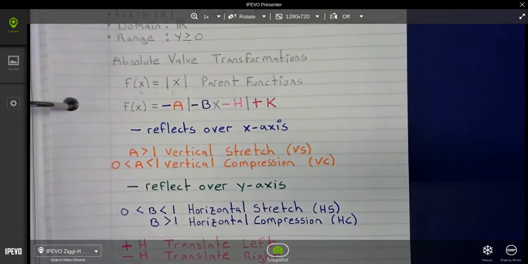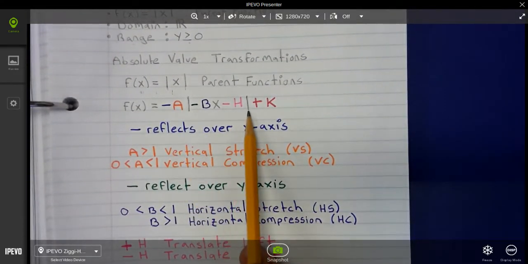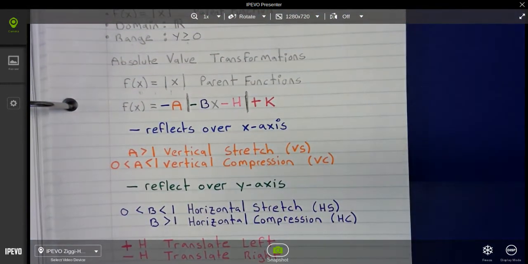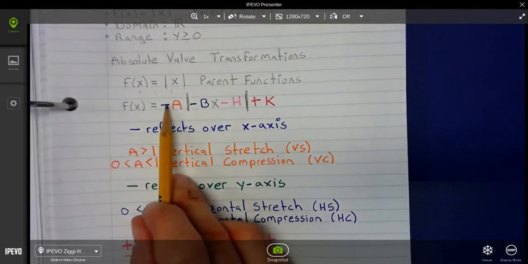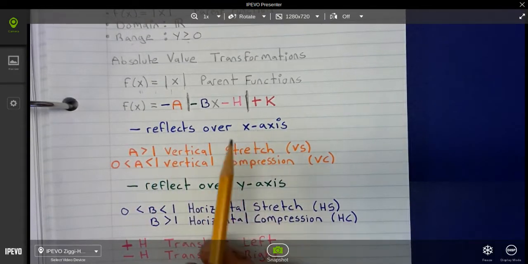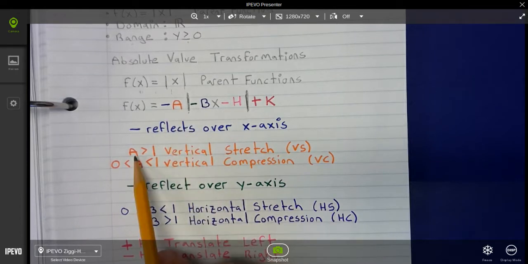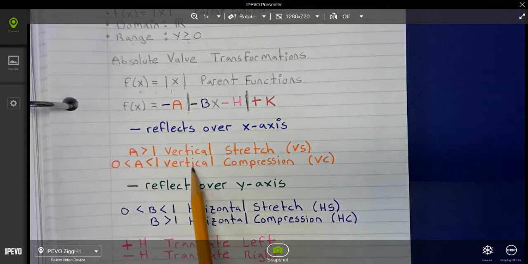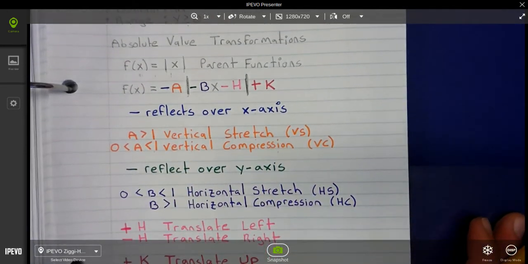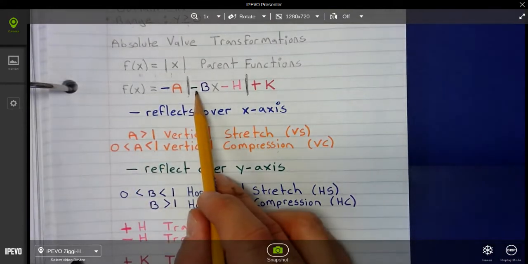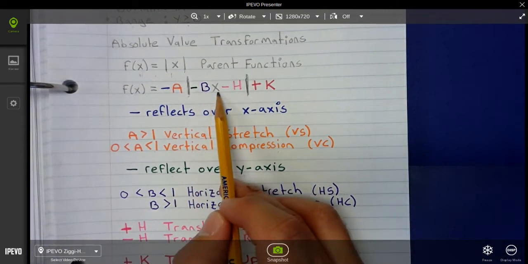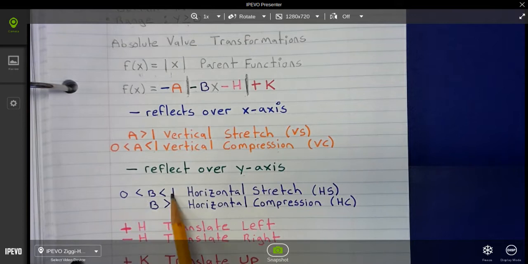What I'm hoping you see is this is the same format we did with the other notes, except instead of parentheses, these are now the absolute value bars. So still, when the negative is on the outside, it reflects over the x-axis. The a value outside of the absolute value, when greater than 1, is a vertical stretch. When that value is between 0 and 1, it's a vertical compression. The negative on the inside of the absolute value in front of the x reflects over the y-axis. And the b value in front of the x inside the absolute value, when between 0 and 1, is a horizontal stretch. When greater than 1, it is a horizontal compression.